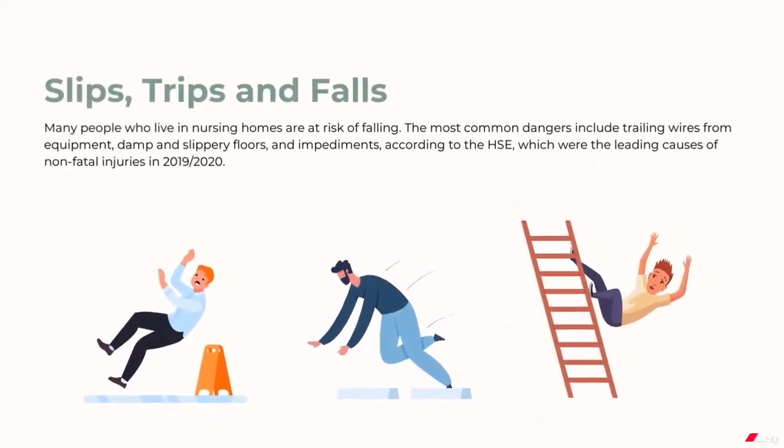Slips, trips, and falls. Many people who live in nursing homes are at risk of falling. The most common dangers include trailing wires from equipment, damp and slippery floors, and impediments, according to the HSE, which were the leading causes of non-fatal injuries in 2019 or 2020.